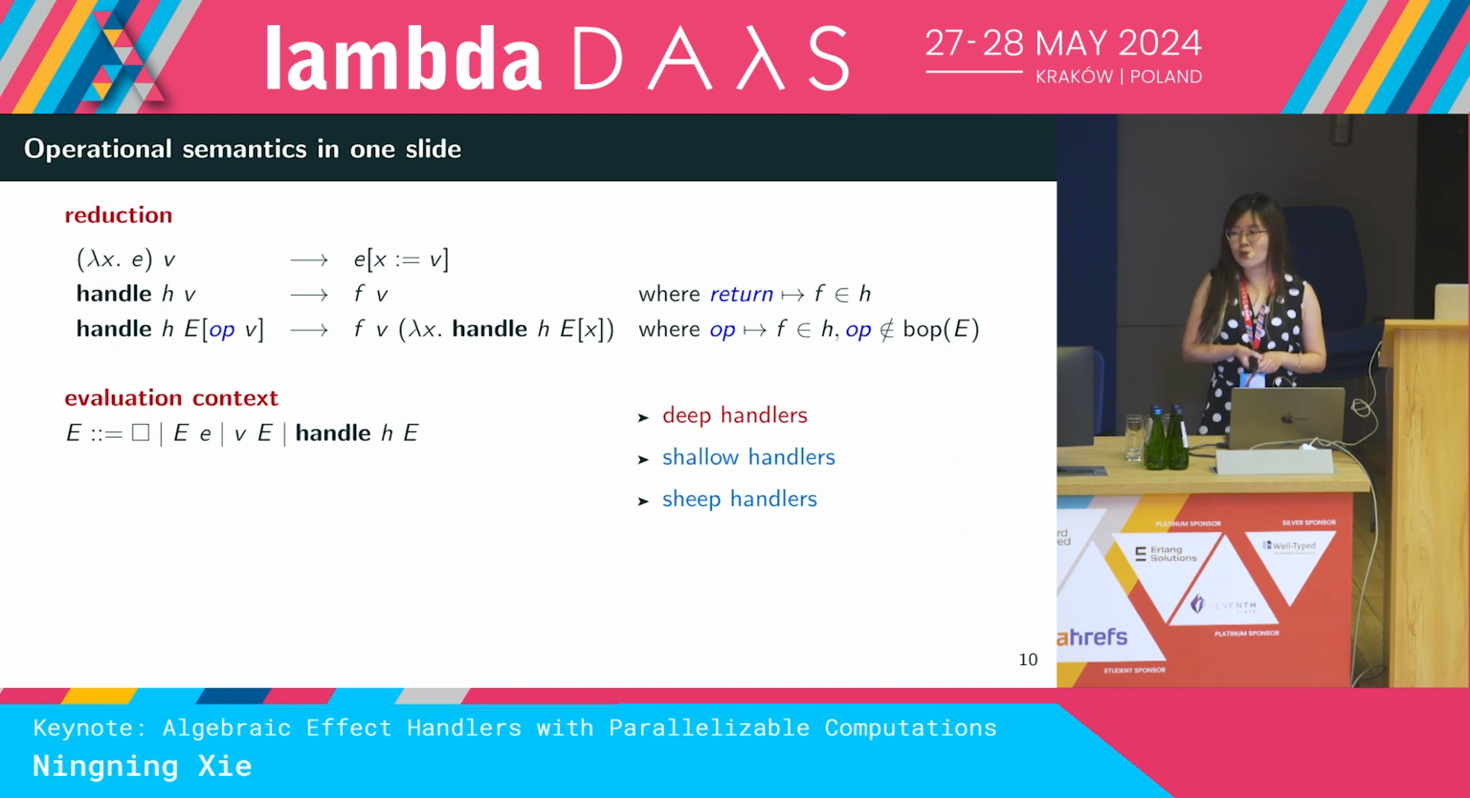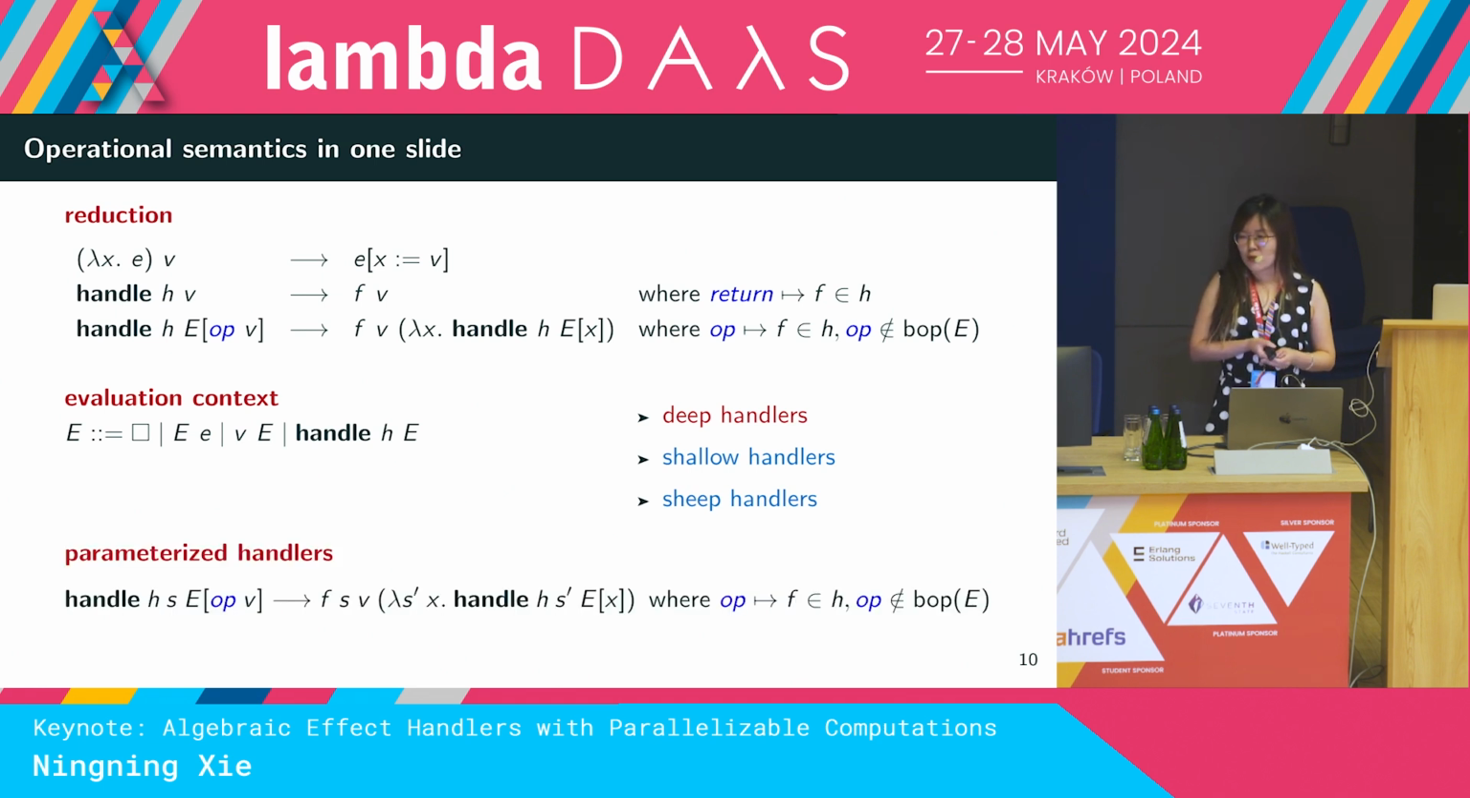And there is also another variant called sheep handlers. So it's a combination of shallow and deep, so sheep. Sheep handlers are like shallow handlers: they do not reinstall the same handler. But they are also like deep handlers in that they require you to reinstall a handler for the same operation. So it may not be the same handler. I have not seen sheep handlers a lot in the literature, but they exist.